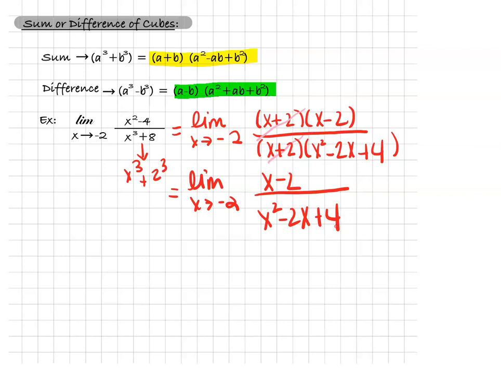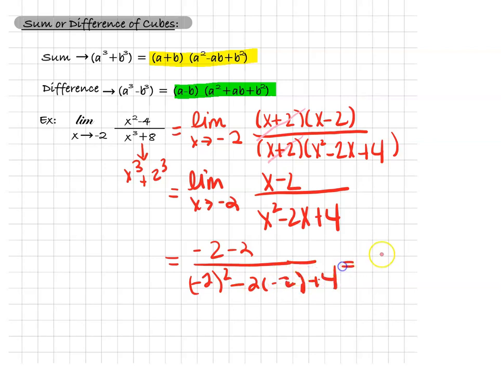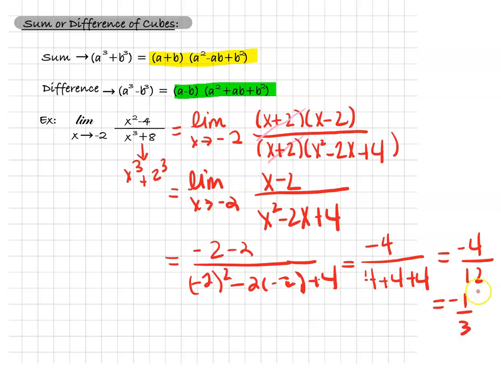And then from there, we can plug in our -2. So when you plug in -2, that gives me -2 minus 2 over -2 squared minus 2 times -2 plus 4. Don't miss it on your arithmetic. So this gives me -4 over, let's see, that would be 4 plus 4 plus 4. So I get -4 over 12. So I get negative 1/3. And so that works out really nice.